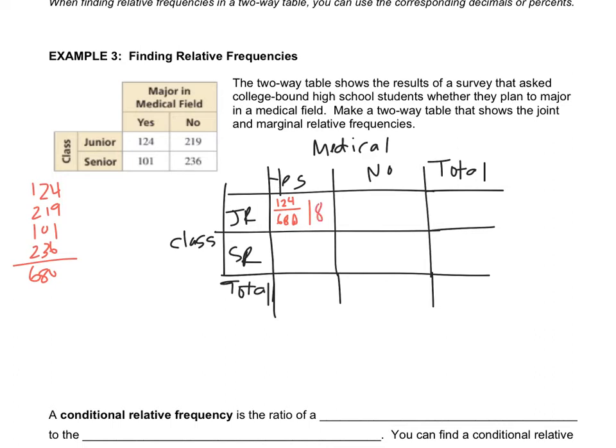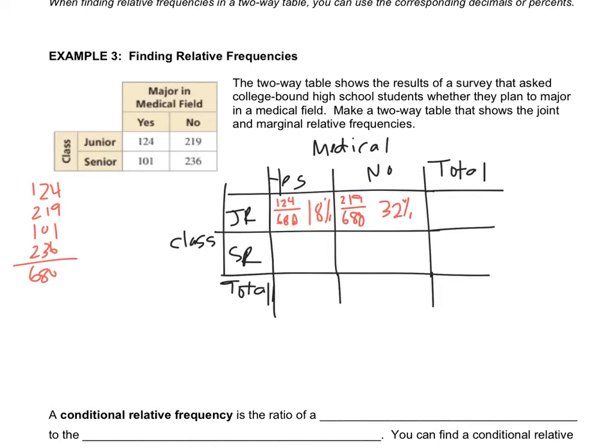They're basically the same thing. So 18% of the people surveyed are juniors who said yes. I'm not going to put the fraction, or maybe I should. All right, I'll put the fraction for the other ones in there. It's kind of tight though. So the juniors who said no is 219 over 680, and that is 32% of the people surveyed.